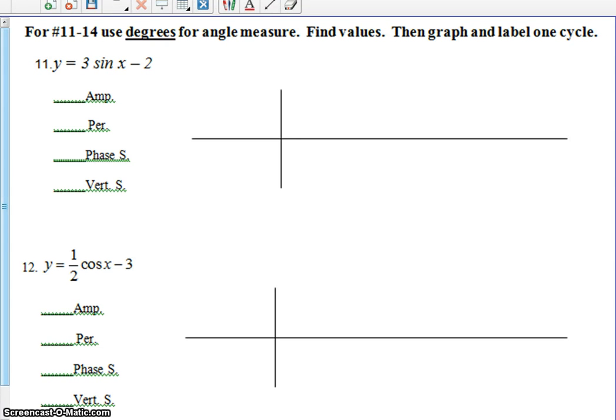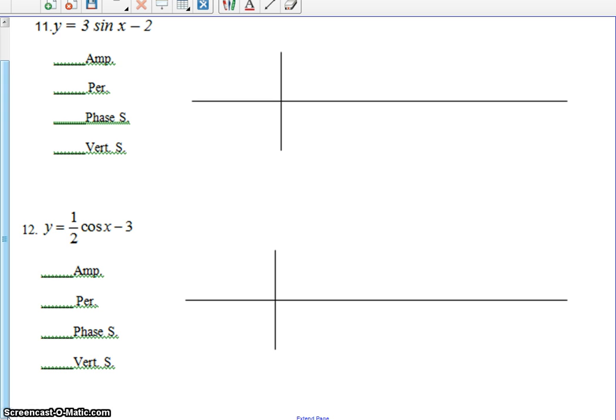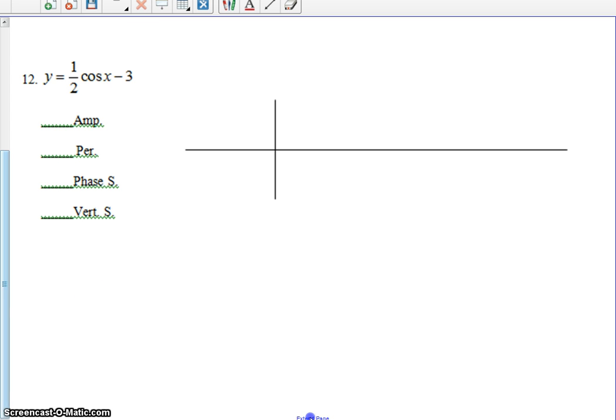Okay, so I'm just going to be working out a few examples here. I'm going to start with number 12. When I look at number 12, I see, okay, I'm dealing with a cosine curve. All right, that's the first thing I recognize.